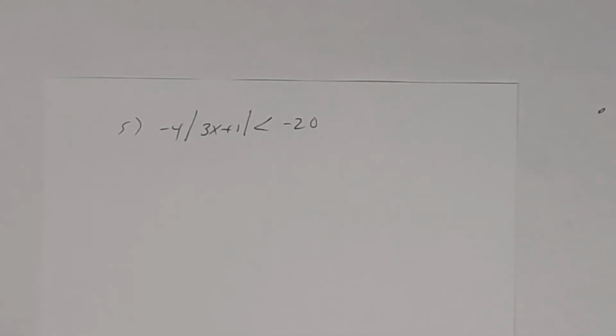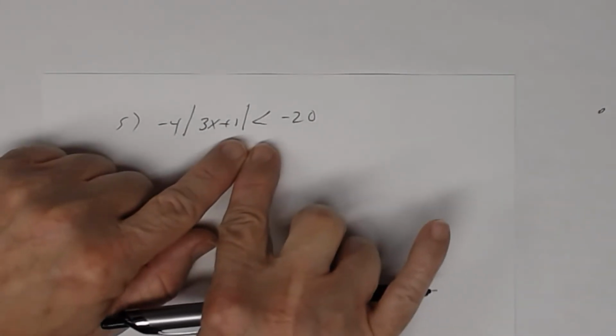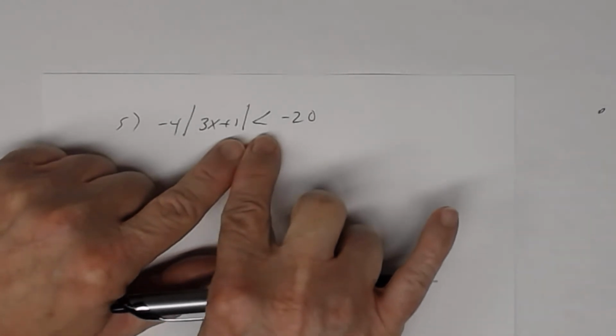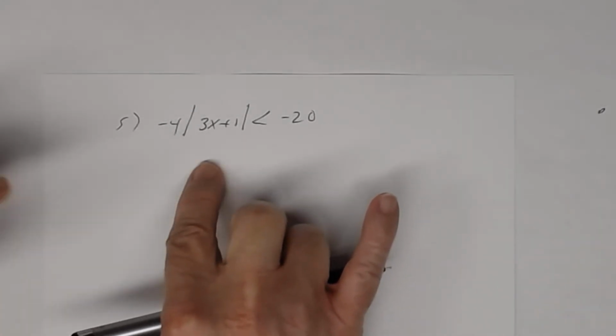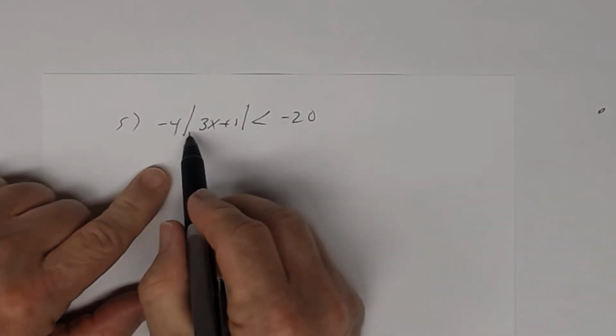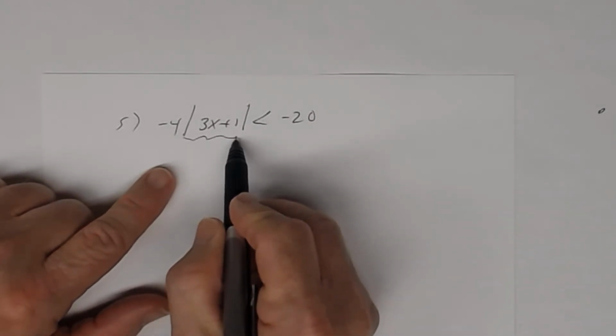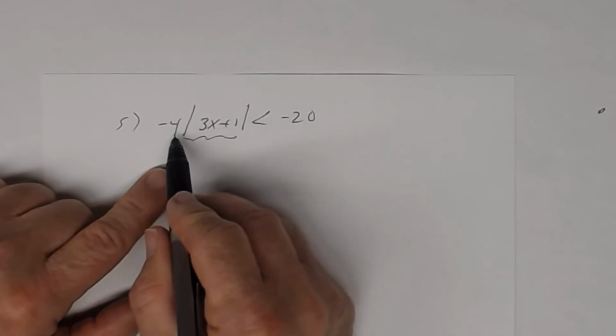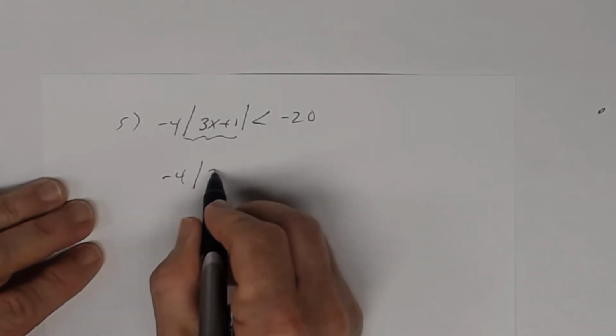All right, now be careful. Sometimes you look at this and you say less than, and you think of the previous lesson, which was a compound. But be careful. Always get the absolute value by itself first. So right now I'm multiplying by negative 4. I'm just rewriting this over.